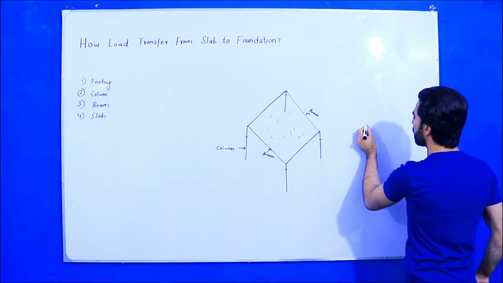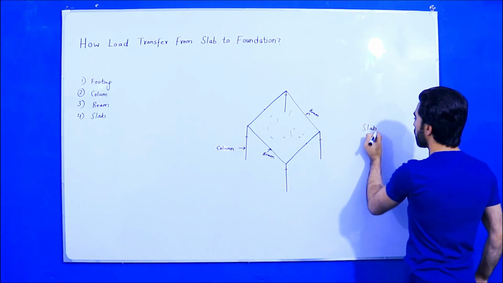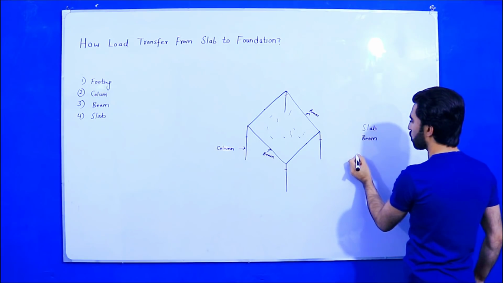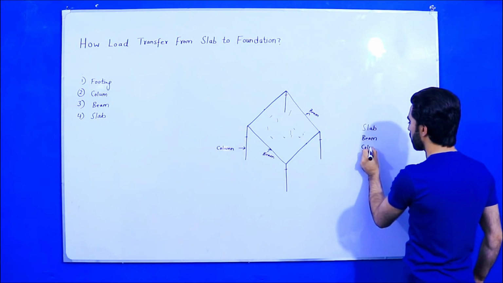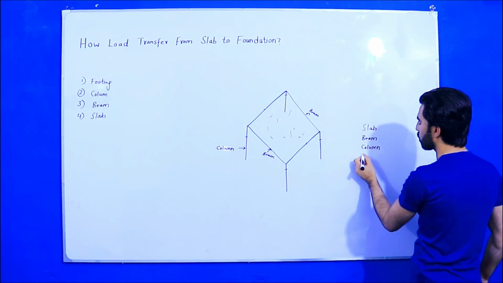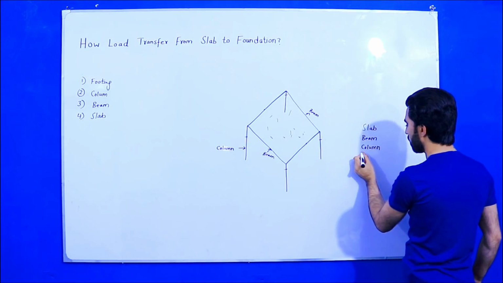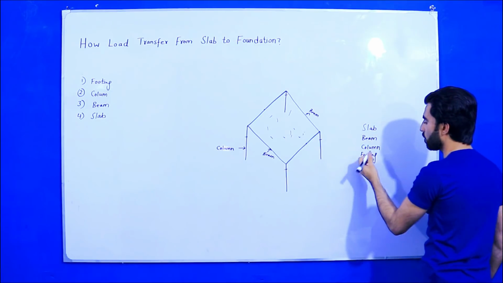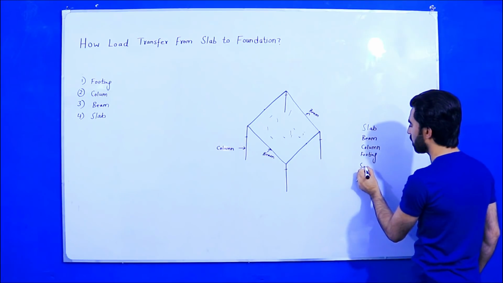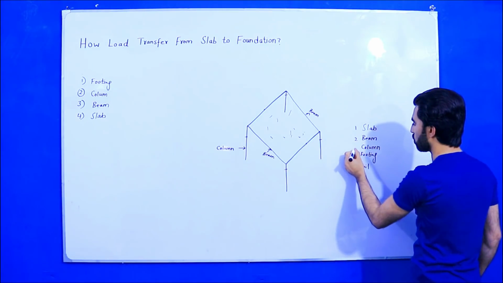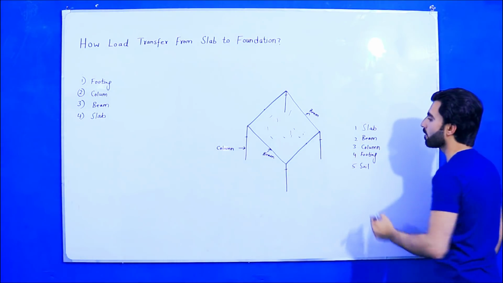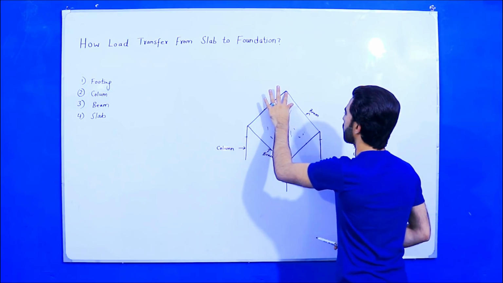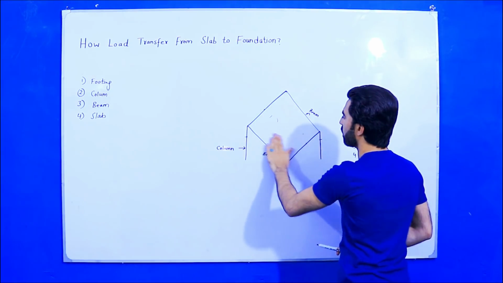So, guys, the first one we have is the slab, the second is the beam, the third is the columns, and the last one is the footing. After footing we have soil. So 1, 2, 3, 4, 5. Guys, let me remove this column because it will confuse you when I'm explaining this.